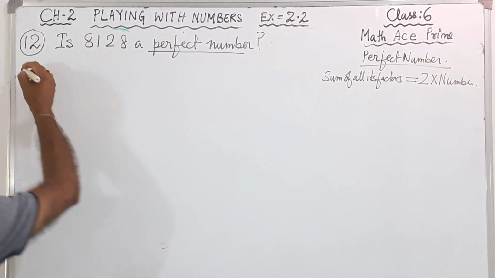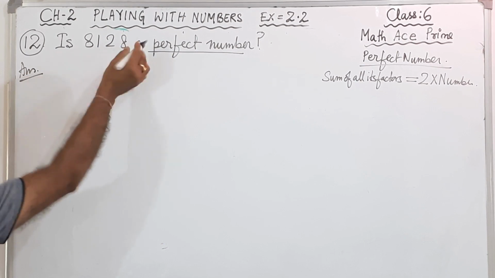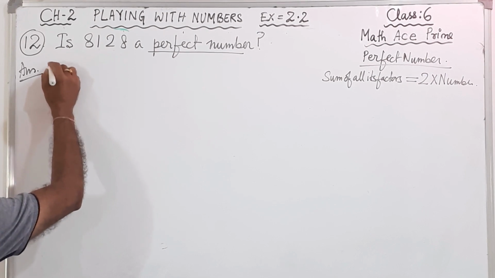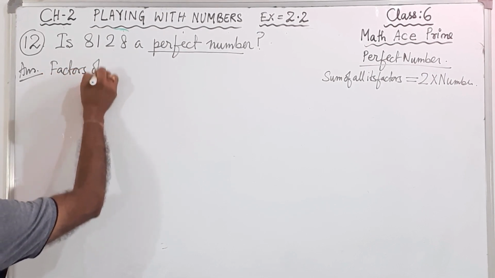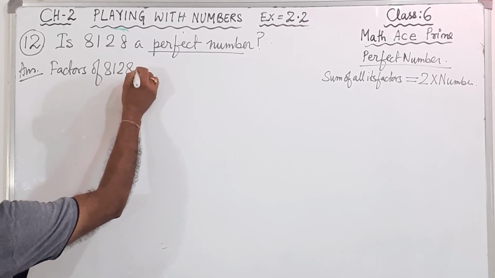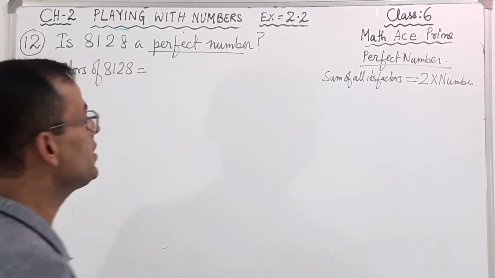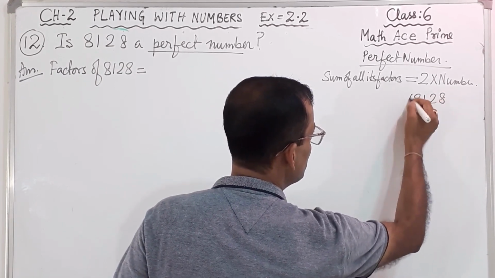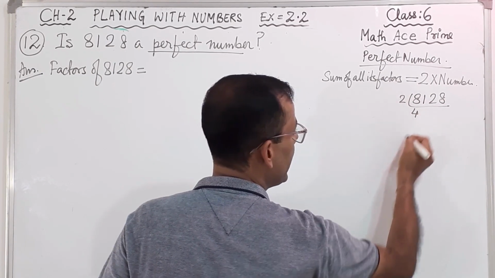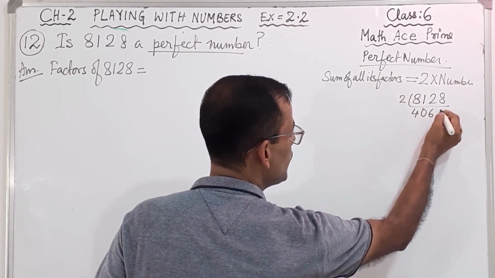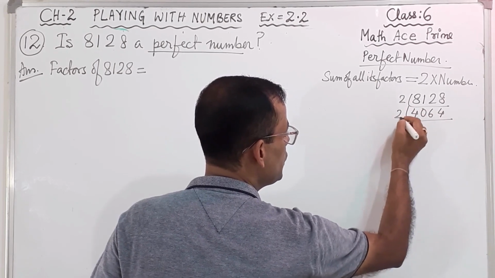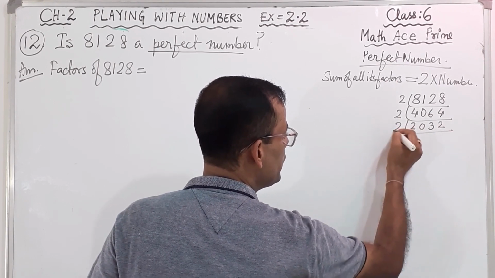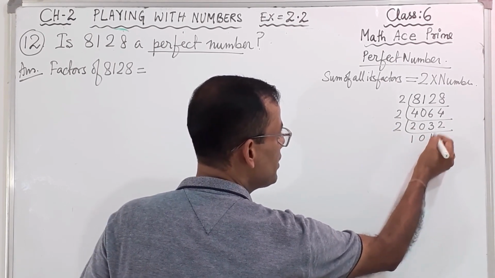So for this one, if I want to find out whether 8128 is a perfect number or no, we have to find out the factors of 8128. So let us find out the factors of 8128. So let us do it here, 8128. It will go with 2, 2 4s are 8, then it will not go 0, 2 6s are 12, 2 4s are 8. Again it will go with 2, 2 2s are 4, 0, 2 3s are 6, 2 2s are 4. Again it will go with 2, 2 1s are 2, 0, 2 1s are 2, 1 carry, 2 6s are 12.